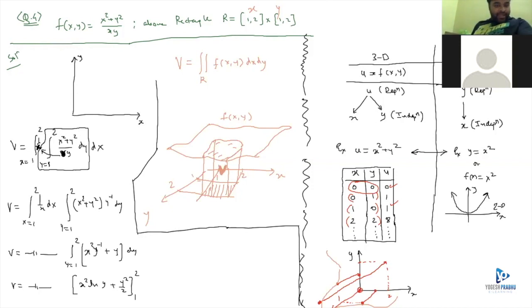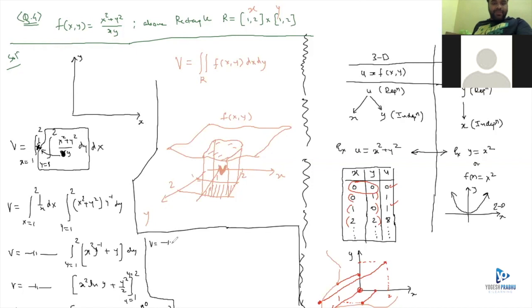So let's go ahead and put the upper limit and the lower limit. Please remember that these are the limits of y. So V equals x squared ln 2 plus 2, minus x squared ln 1, which is 0, plus 1 over 2. That's the lower limit. ln 1 is 0, plus half.